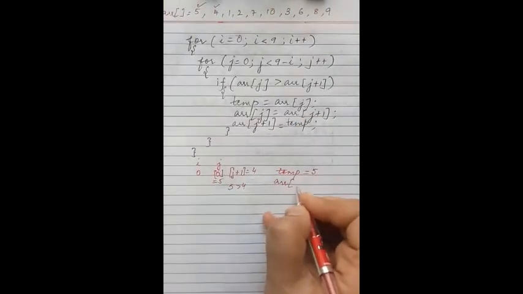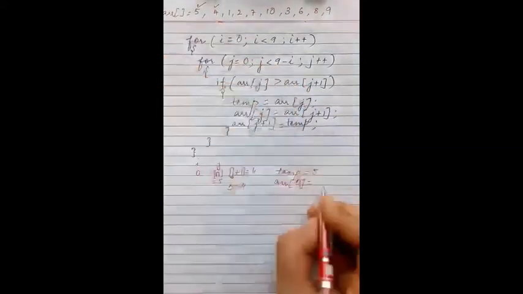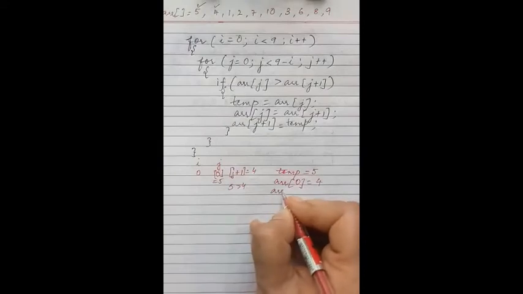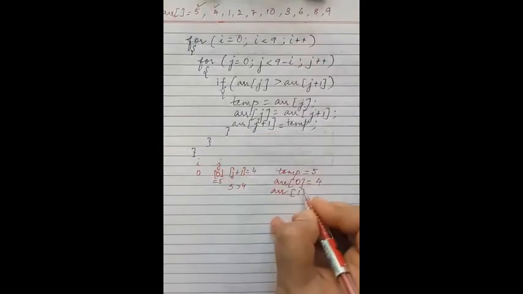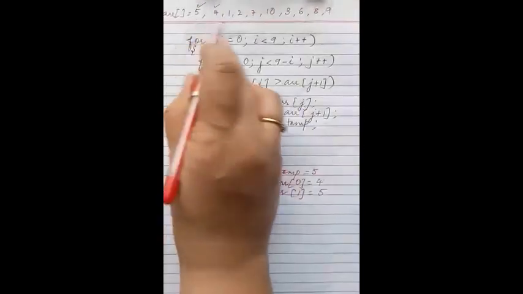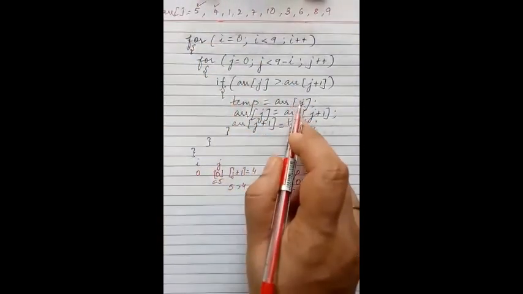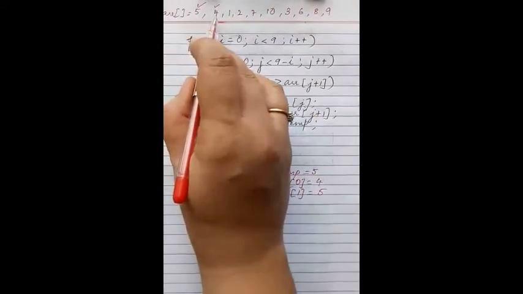और ARR एट 0 में हम क्या कर रहे हैं? ARR एट J plus 1 को इनिशियलाइज कर रहे हैं. दैट मीन्स 4 इनिशियलाइज कर रहे हैं. एंड ARR एट J plus 1 दैट मीन्स 1 में क्या कर रहे हैं? 5. दैट मीन्स 4 एंड 5 की वैल्यूज इंटरचेंज करी. देखिए हमने 4 और 5 की यूजिंग दिस टेम्पररी वेरिएबल वी आर स्वैपिंग द वैल्यूज ऑफ the 0th position and the first position.